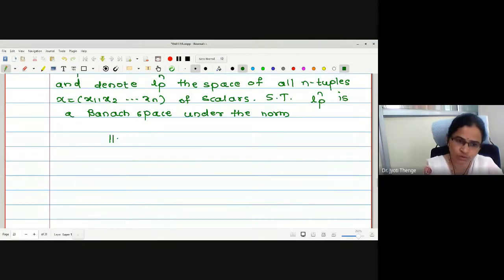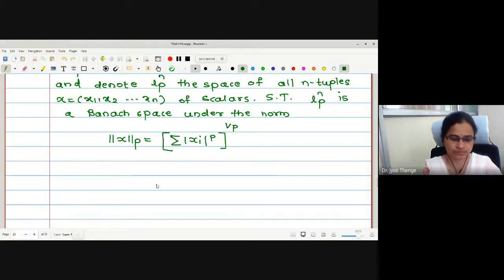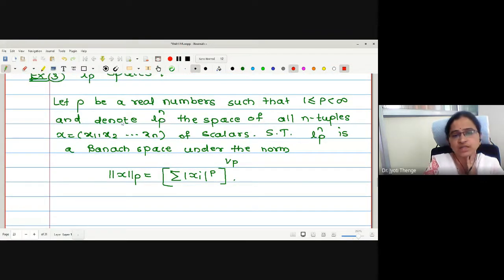The norm P of x is equal to the summation of mod xi raised to P, whole raised to 1 by P. This is what we wanted to show. We'll try to understand what LPN spaces are. According to this statement, LPN is the set of all n-tuple vectors only. Then how is it going to be different from Rn space? That we have to think.